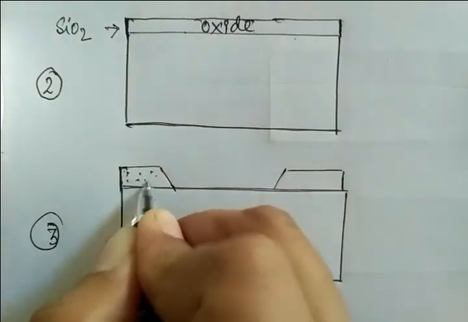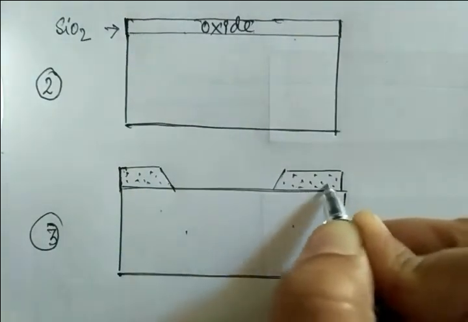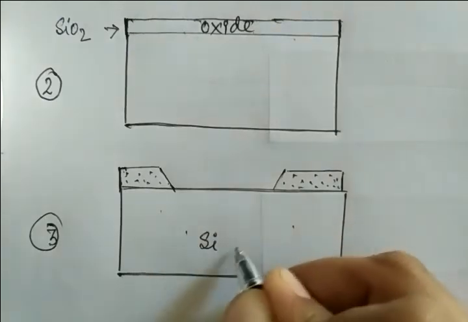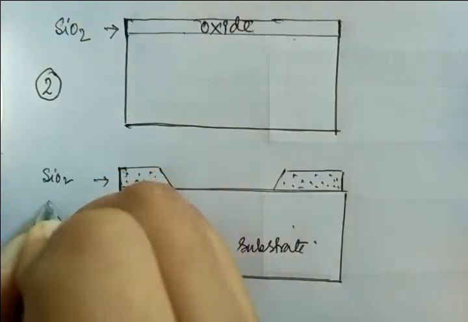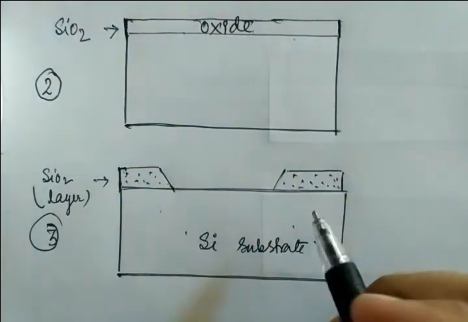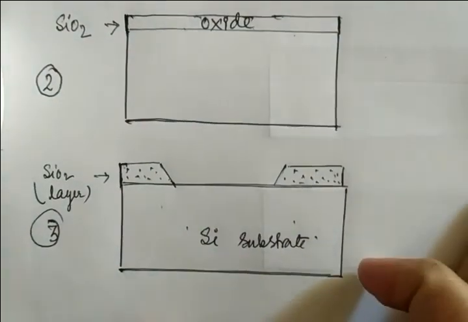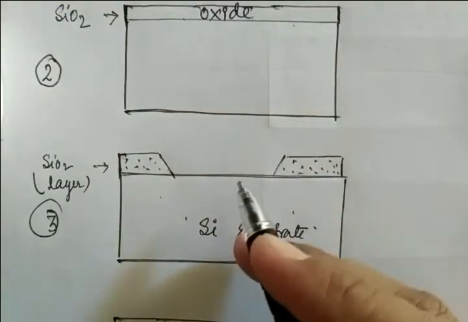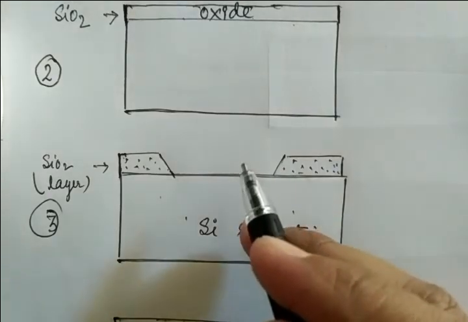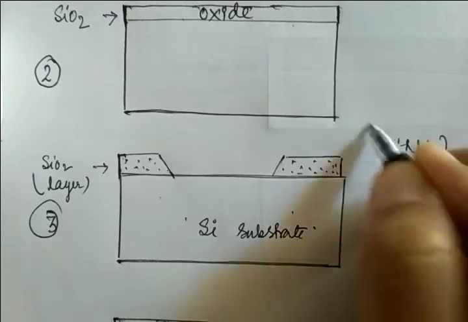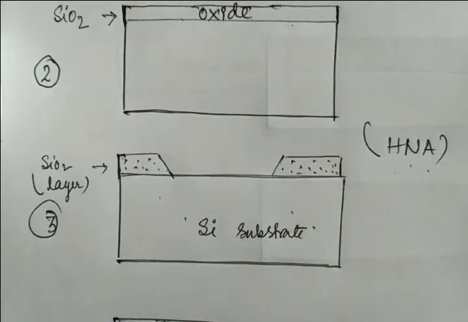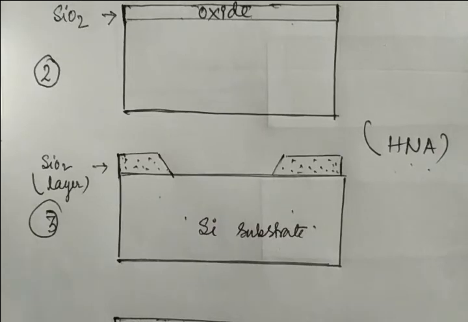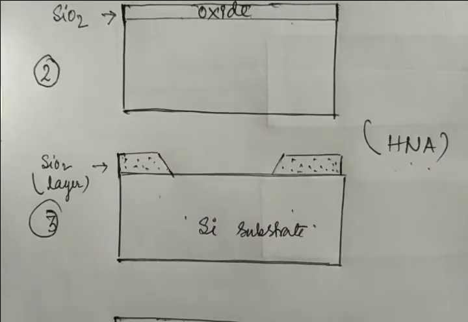So our structure will look like this. This is your silicon substrate, and this is your SiO2 layer, right? Generally, a mixture of hydrofluoric acid, nitric acid, and acetic acid, that is the combination HNA, is the most common etchant solvent for silicon, and the concentration of each etchant determines the etch rate.